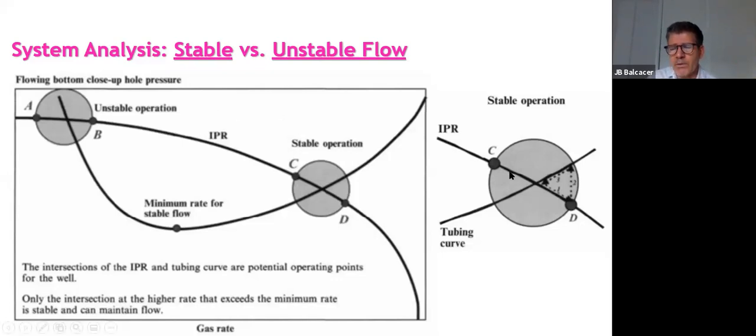And the stable operation to the right means every time we move from the stable point, the system will come back to the stable operation due to the pressure change. When we move to the right, the pressure of the system will be higher than the optimum pressure, which is here at the junction. So naturally the system will decrease and come back to the natural condition for that operation.